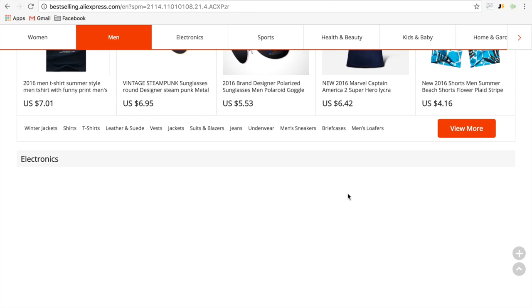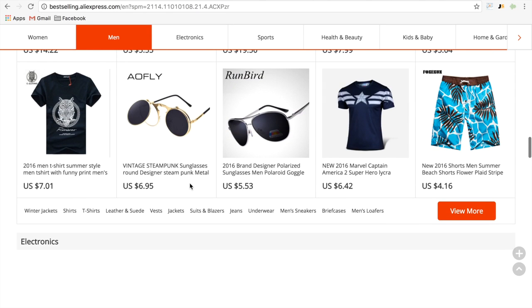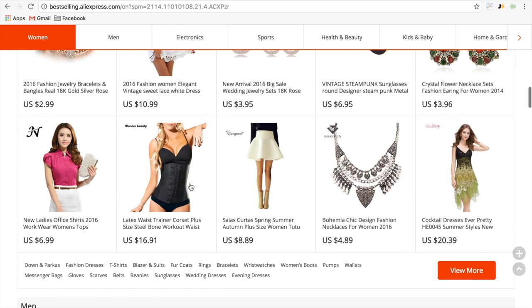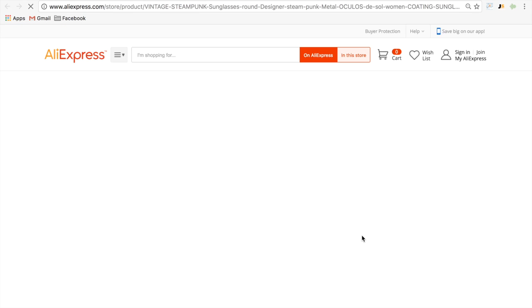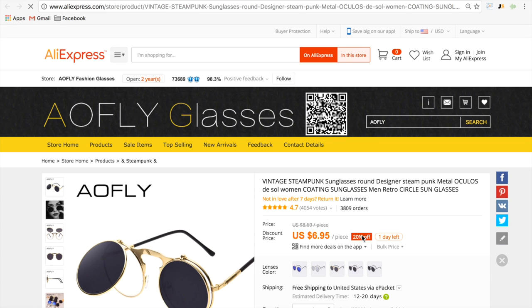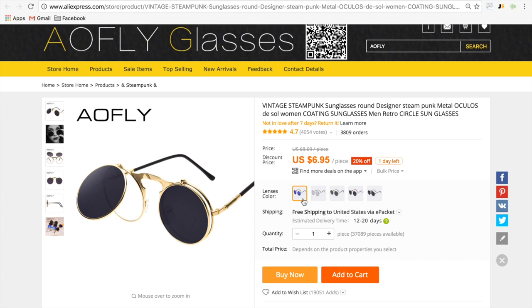There's a bunch of things here, like these sunglasses definitely look good. Steampunk, I think that's a new fashion. The vintage steampunk sunglasses, steampunk fashion. I don't really know what it's about, but I just know people are buying these things. So let's take a look at this.